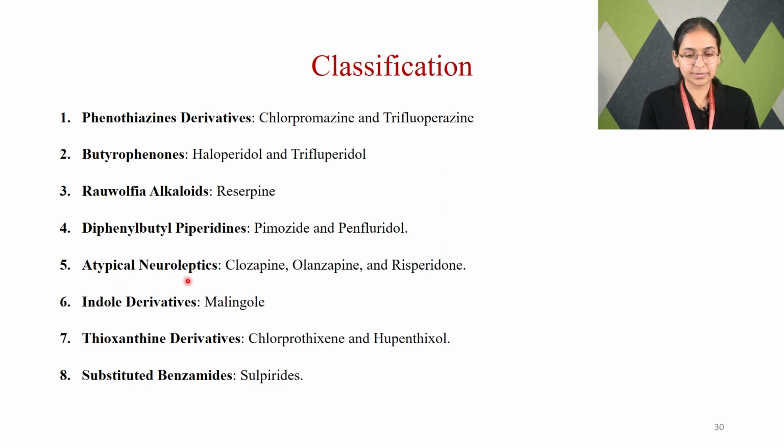Next is atypical neuroleptics, including the examples of clozapine, olanzapine and risperidone. Next is indole derivatives, including the example of molindone. Next category is the thioxanthene derivatives, including the examples of chlorprothixene and flupentixol. And next is the substituted benzamides, including the example of sulpiride. Now this was about the classification. Now we will be moving towards the drugs of these antipsychotics.